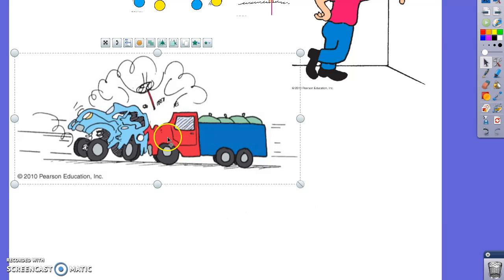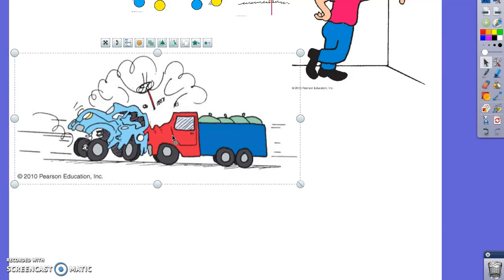Okay, so the truck exerts a force on the car in this direction. The car exerts a force on the truck in this direction. Notice the force that's exerted is equal. Now, are the results of the force equal?